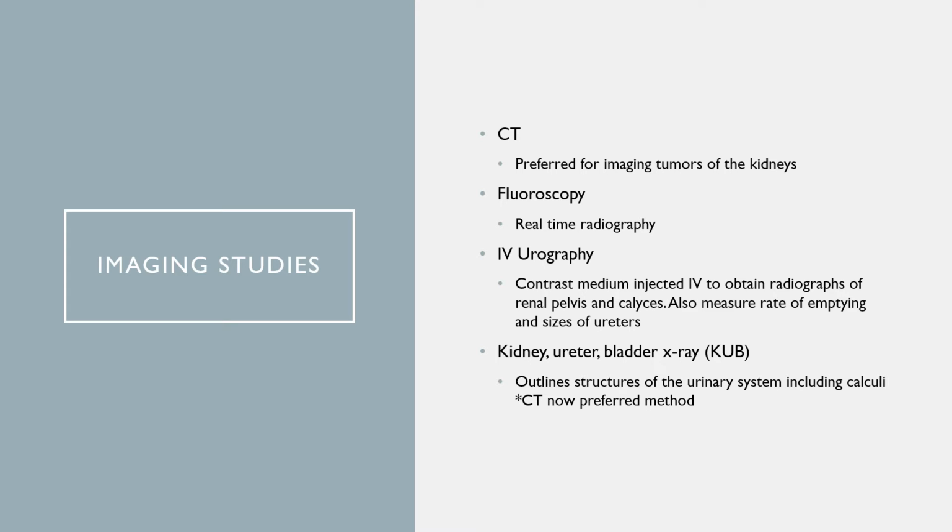Okay, and then we have the KUB. You will hear this a lot intraoperative. Our surgeons will ask if they have the KUB available or if we can get one. And that's going to outline the structures of the urinary system, including any calculi. Calculi refers to bladder or kidney stones. The CT is now the preferred method to do this. However, we will every once in a while do an intra-op KUB.